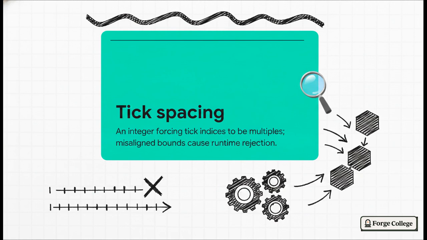Tick spacing is a configurable integer that dictates your exact boundaries. You can't just toss liquidity wherever you feel like it. Your upper and lower ticks absolutely must be exact multiples of this spacing. Get the math wrong or try to place a boundary off-grid, and the blockchain is going to flat out reject your position initialization at runtime. No exceptions. It's just the protocol's way of standardizing bands to prevent on-chain account bloat.